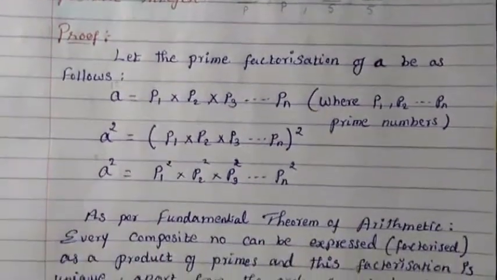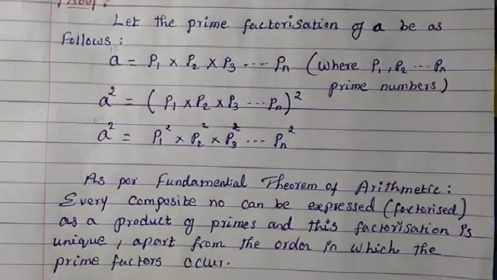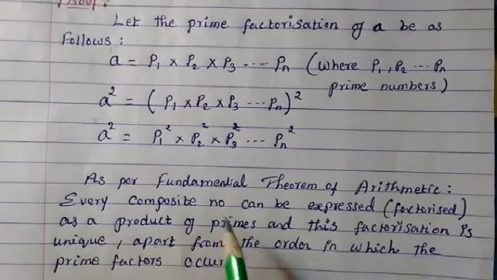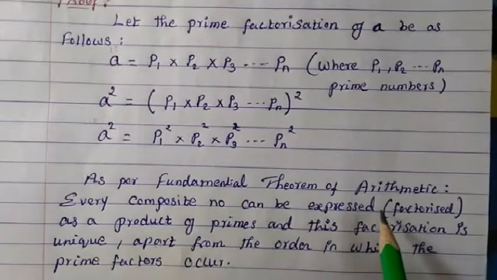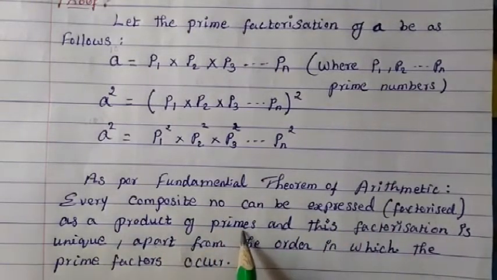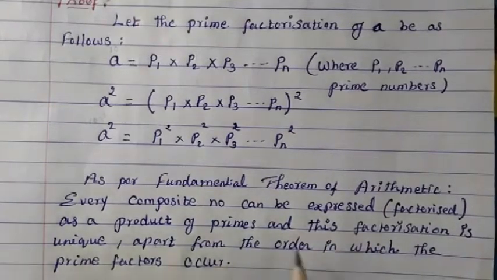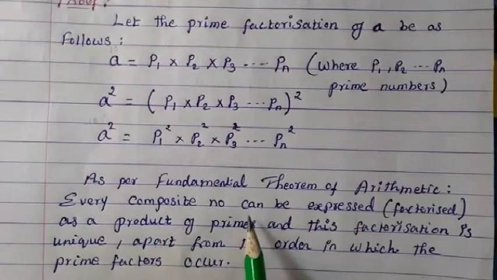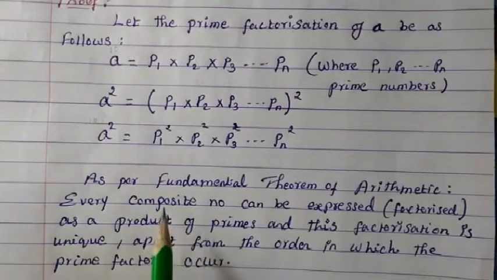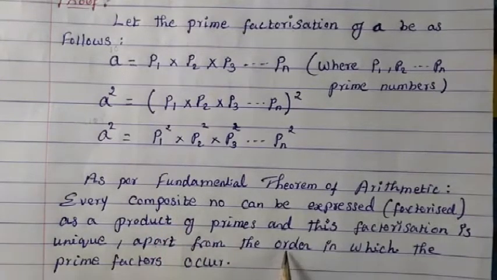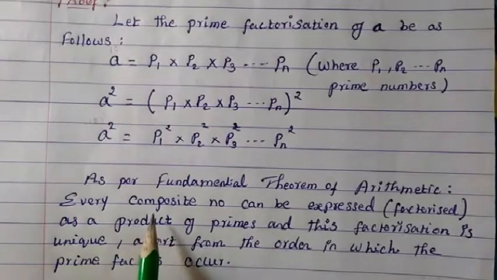Now, as per the fundamental theorem of arithmetic, I already explained it to you. What does it say? Every composite number can be expressed or factorized as a product of primes, and this factorization is unique apart from the order in which the prime factors occur. Every composite number will have its own unique factors. The order can be changed, but the factors cannot be changed.